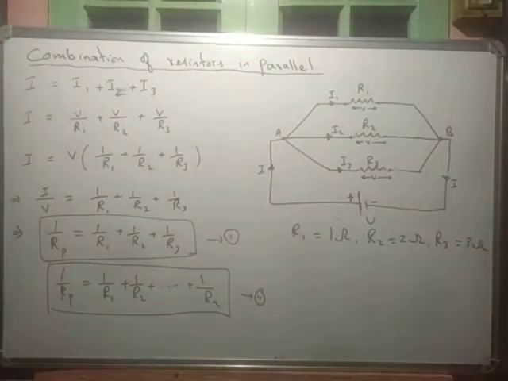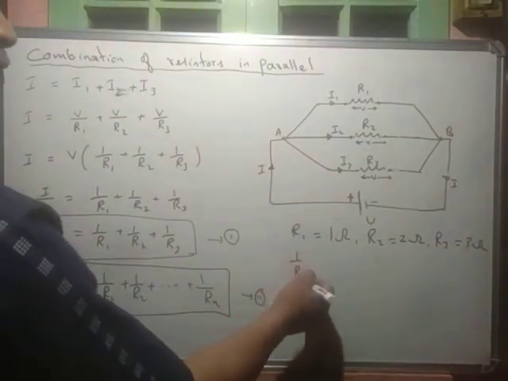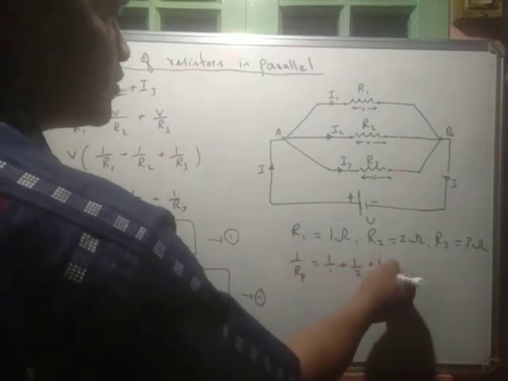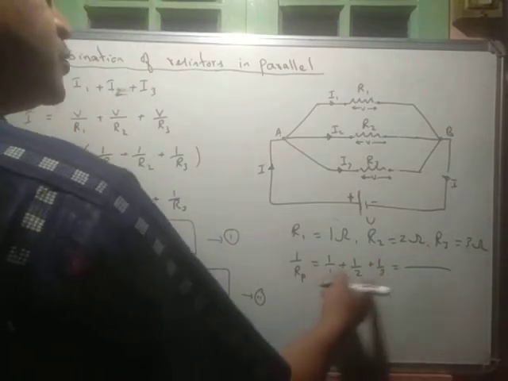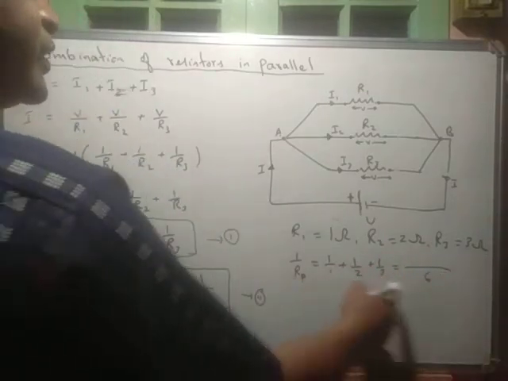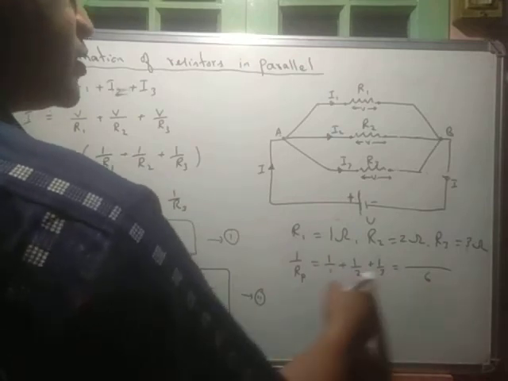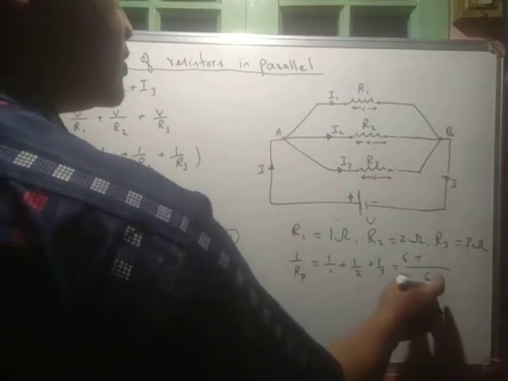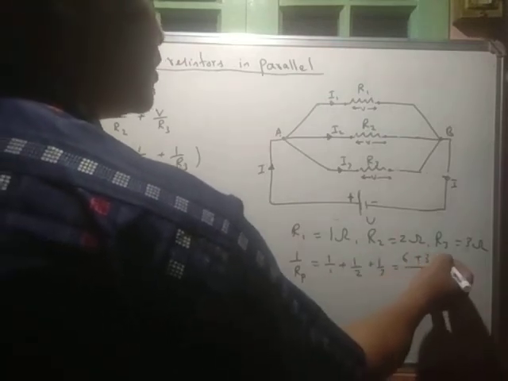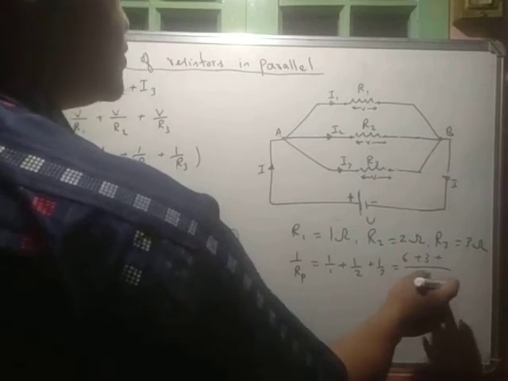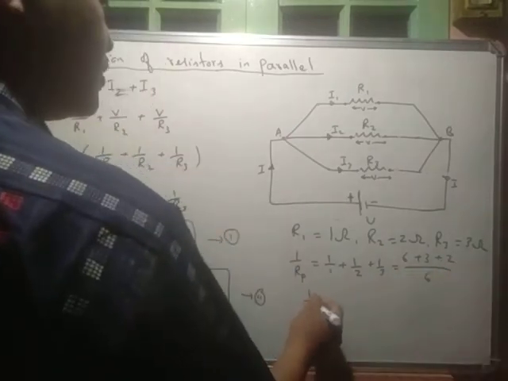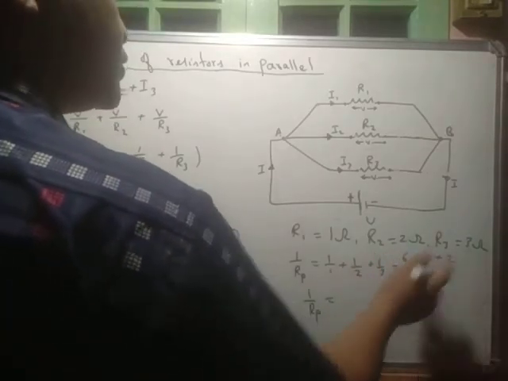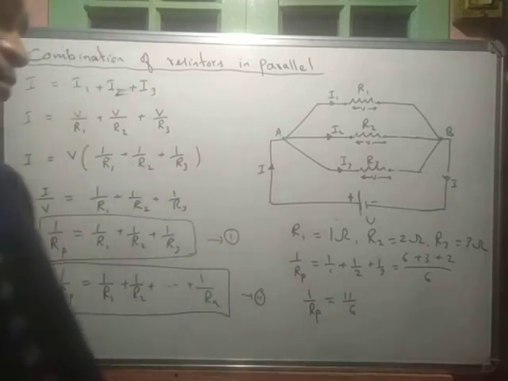When you find the total resistance, 1 upon Rp is equal to 1 upon 1 plus 1 upon 2 plus 1 upon 3. Find the LCM of 2 and 3, which is 6. 1 times how much to get 6? 6 times 1 will be 6. Plus 3 times 1 means 3, plus 3 times 2 is equal to 6, so 2 times 1 will be 2. So 1 upon Rp is equal to 6 plus 3 means 9, 9 plus 2 means 11 upon 6.